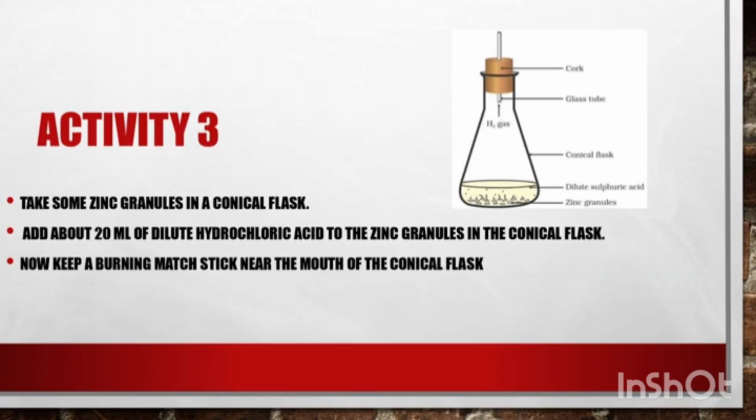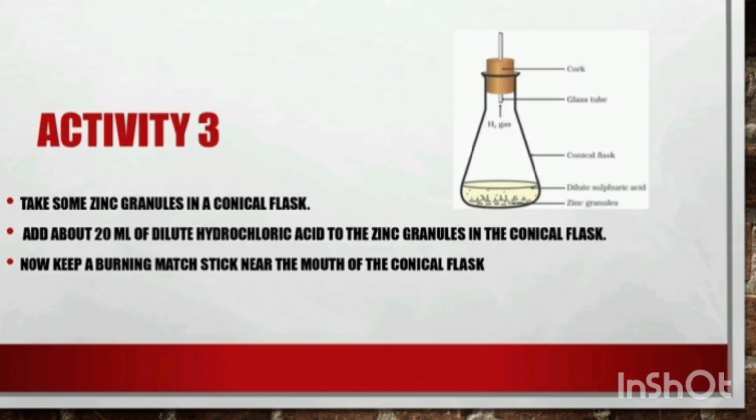Okay, next let us see activity 3. So in activity 3, we are taking some zinc granules in a conical flask and in that conical flask, we are adding 20 ml of hydrochloric acid. Dilute hydrochloric acid means we have mixed water in that. Okay, dilute hydrochloric acid to the zinc granules in the conical flask.